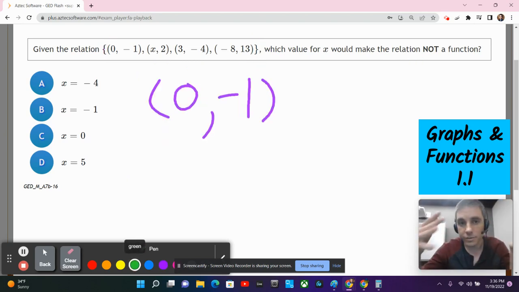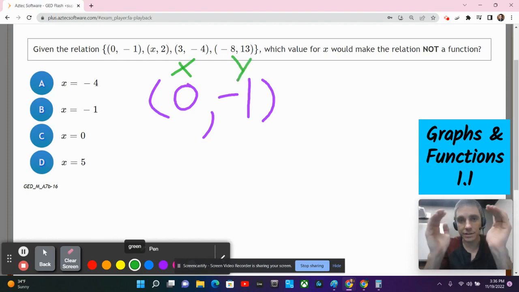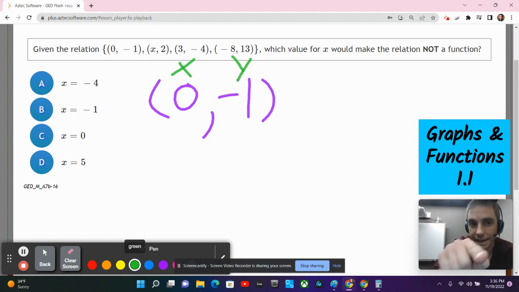They're assuming already that you know that the first number is an x number and the second number is a y number. This way of organizing numbers, two numbers in parentheses separated by a comma, is called an ordered pair. It's a pair of numbers that's always in the order of an x number followed by a y number. So that's the second thing.